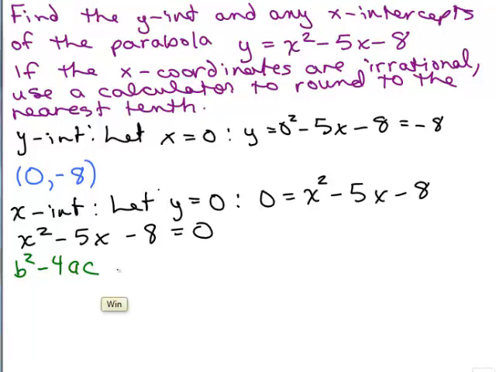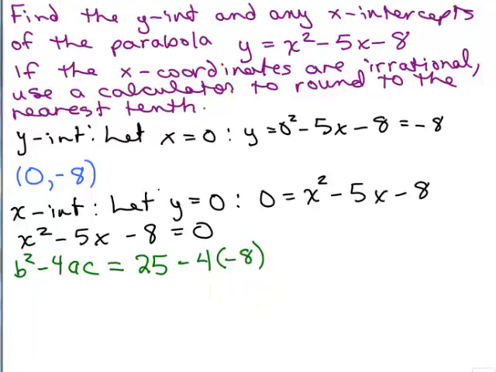Okay, so we have b squared, and since b is negative 5, b squared is 25. Then I have minus 4 times ac. So 4 times, well, I'm sorry, a is 1 and c is negative 8. So 1 times negative 8 is negative 8.